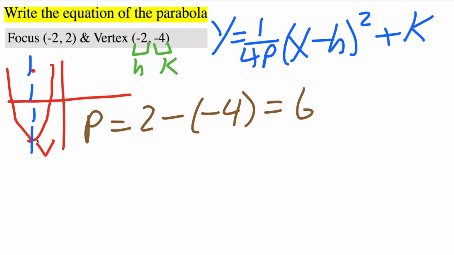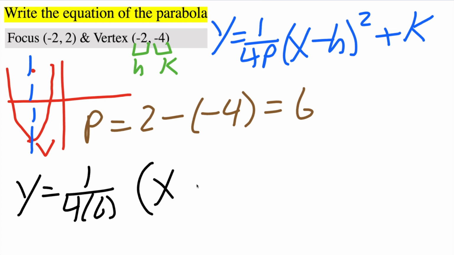So again, the main idea, you went from here and you went up. How much up did you go? You went up by 6. So that's our p-value. Now we just need to swap it into the equation. So y is equal to 1 divided by 4p. P is 6. So I'm swapping x minus h.